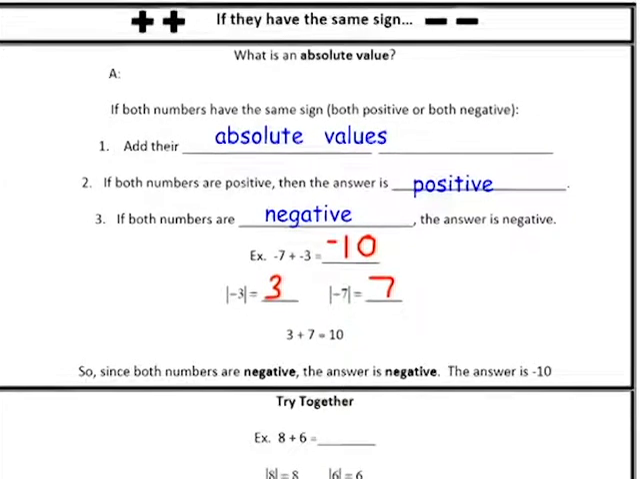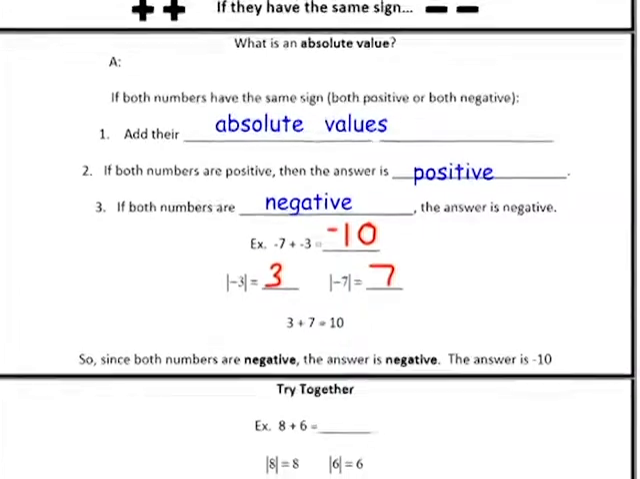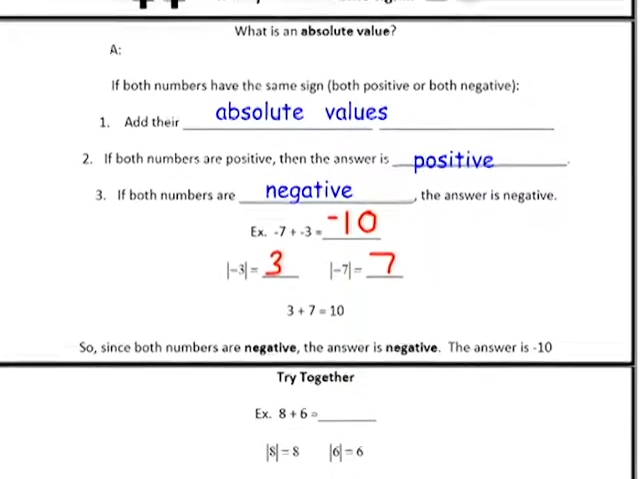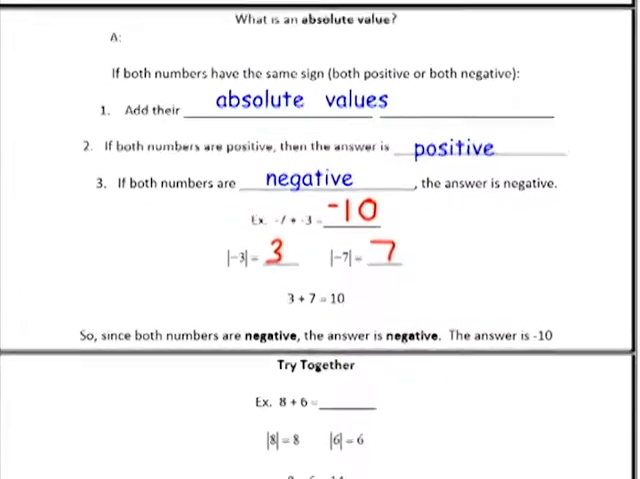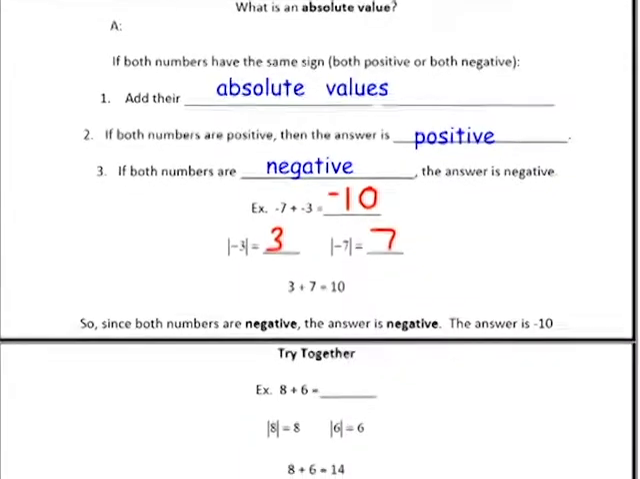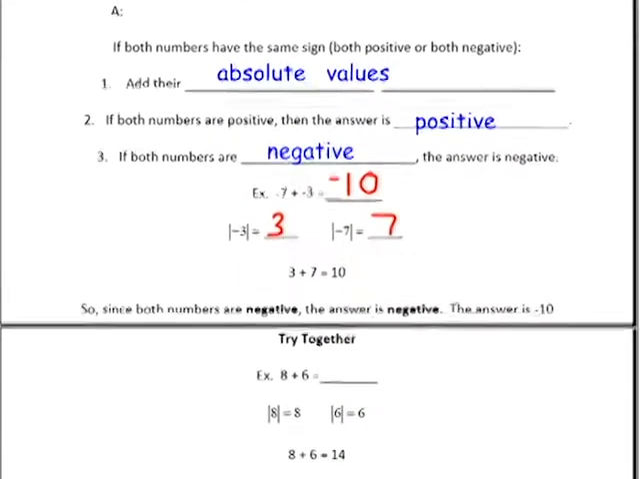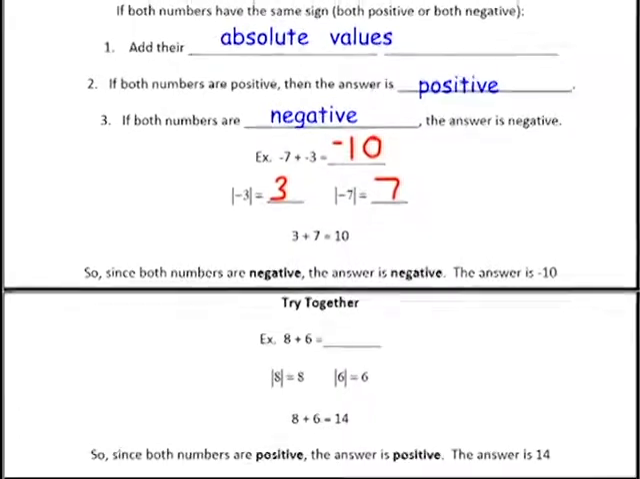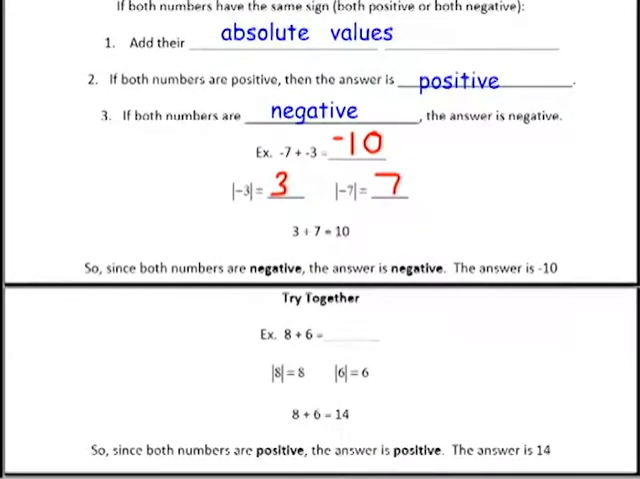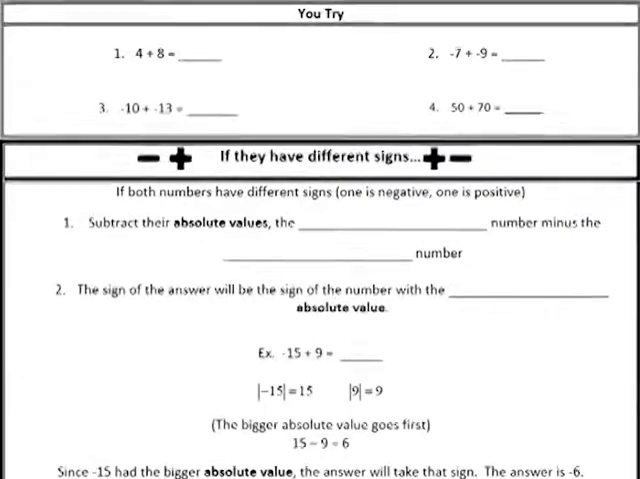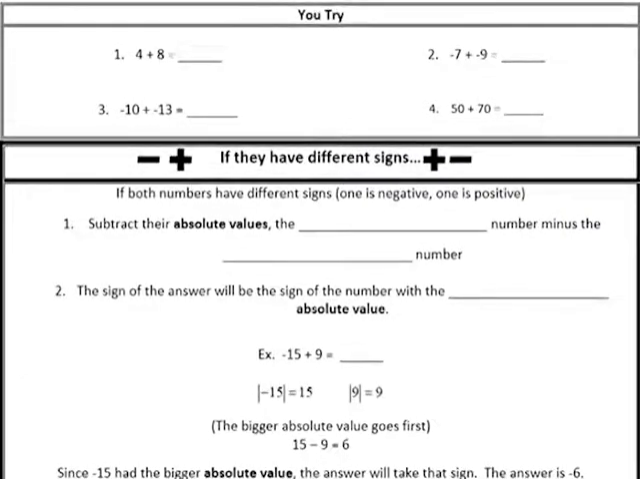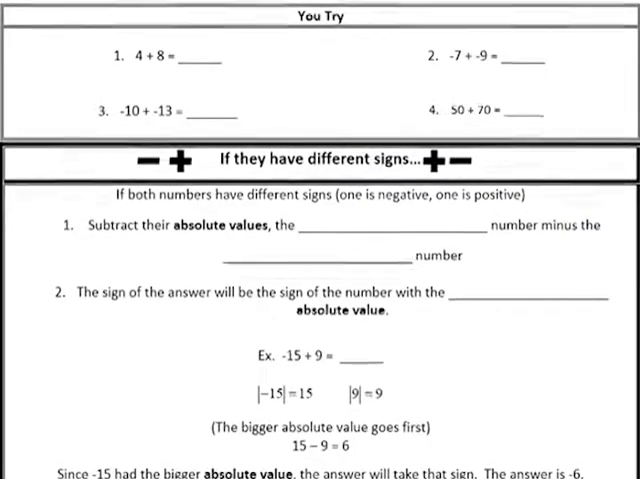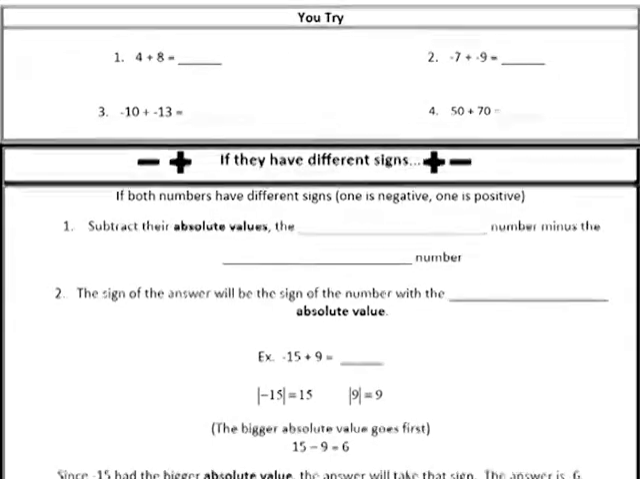Let's try one together. 8 plus 6. Now again, this is simple. This is what we've done before when it's both positive and addition. This is one of the first mathematical calculations we've ever done. Absolute value of 8 is 8. Absolute value of 6 is 6. We're going in the positive direction for both, so the answer is 14. It's a little more tricky when the signs are opposite. Go ahead and try 1 through 4 on your own. Go ahead and pause.